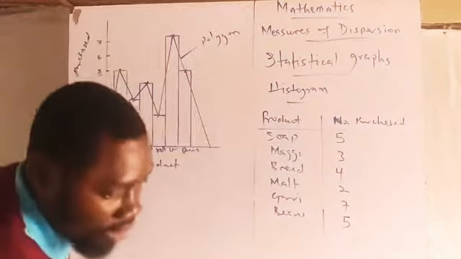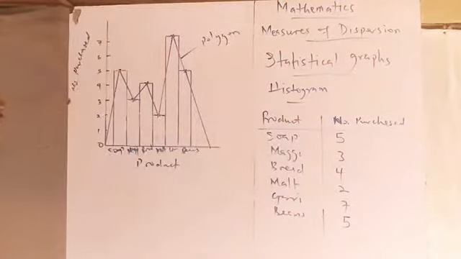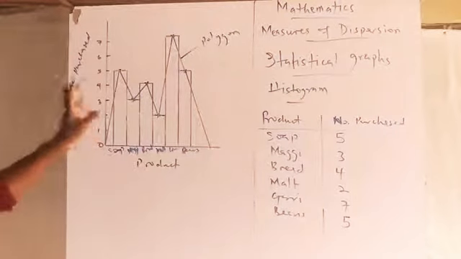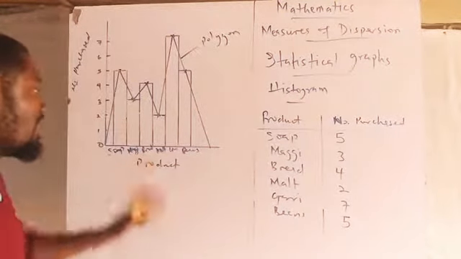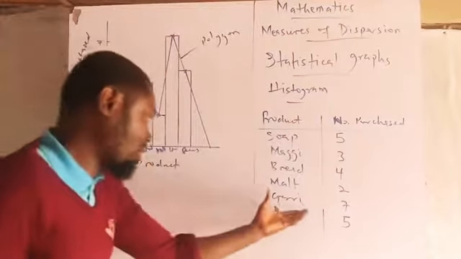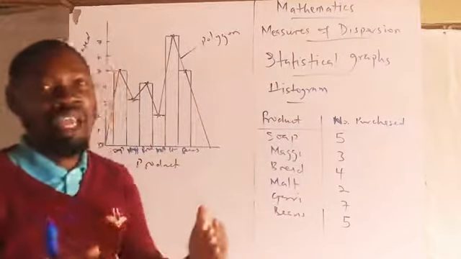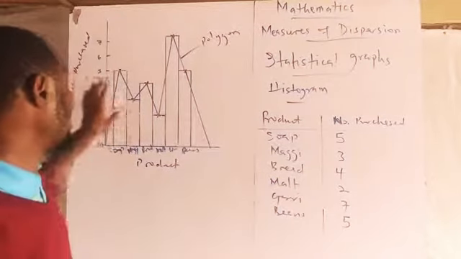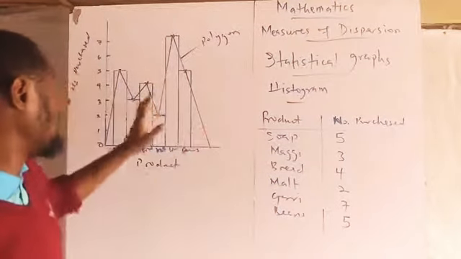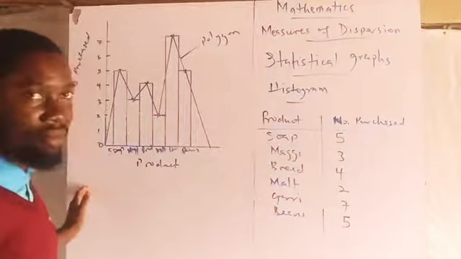So that is all about histogram for now. I've shown you how to draw the polygon. I've shown you how to present information using the histogram. Histogram bars are closed bars. They are not spaced bars. The heights are not the same because they must be proportional to the frequency given.